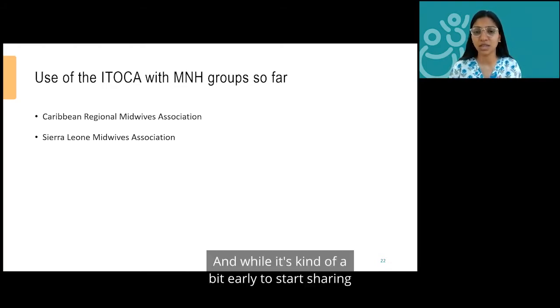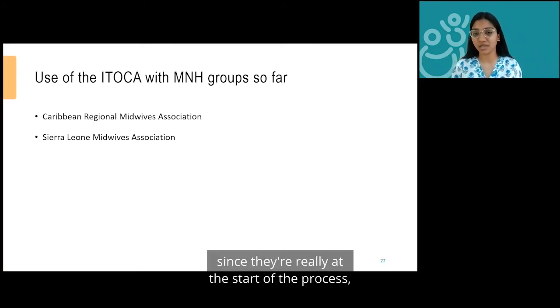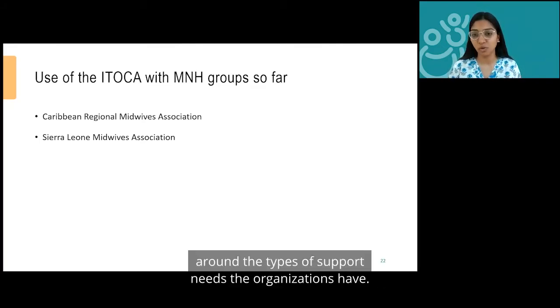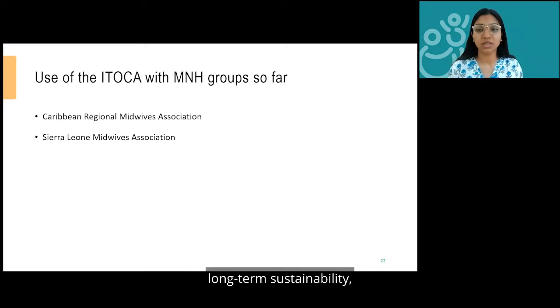And while it's a bit early to start sharing what we're learning from these assessments, since they're really at the start of the process, we're already seeing some common themes emerging around the types of support needs the organizations have. Some of these are things like strategic planning, long-term sustainability, and domestic resource mobilization.